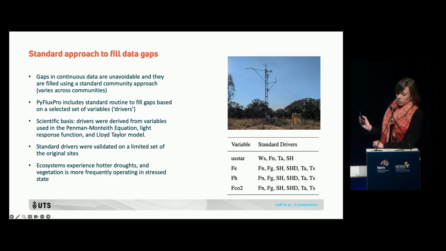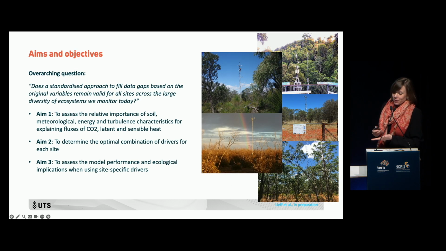So these drivers were originally validated on a limited set of the original sites, right, when the network started early on. But we've greatly increased the number of sites in recent years, and our ecosystems are more frequently operating in a very stressed climate state. So we've actually started to question, does the standardized approach that we originally applied across the network to fill our data gaps still hold in the current times and across the large diversity of sites that we're monitoring these days? And we've split this into three aims.